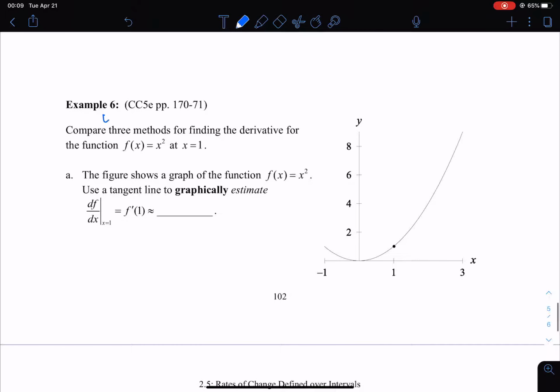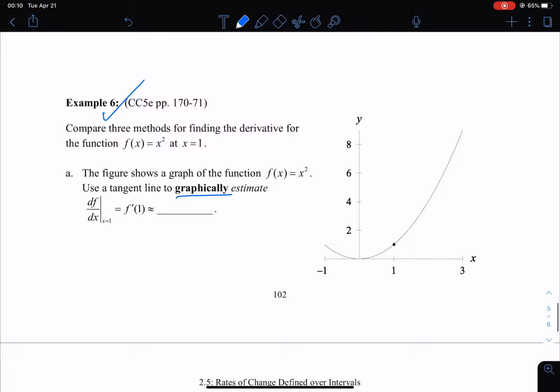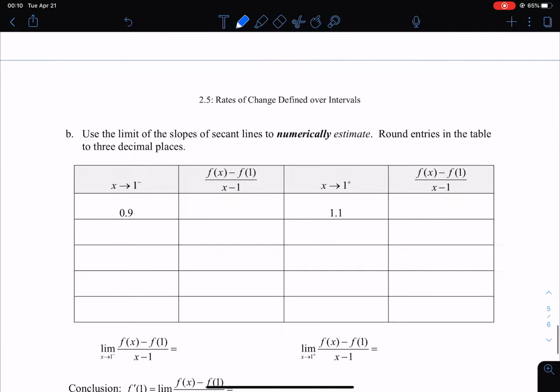Example 6 is a very good example because example 6 shows you all the three methods together. So the first one is graphically estimate the derivative. That means at this point 1 we just draw a tangent line, then estimate it by hand. So this is just 2. And the second one is numerically estimate. So we have to use the table. The table is just 0.99, 0.999, 0.9999.